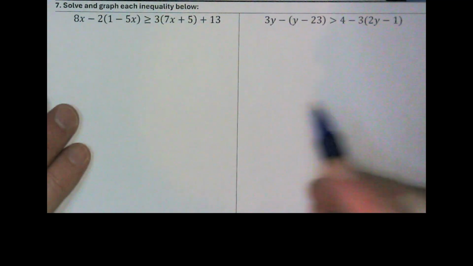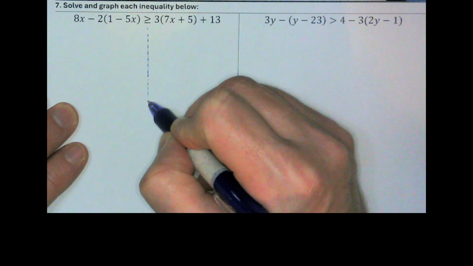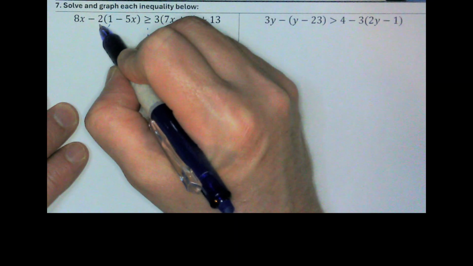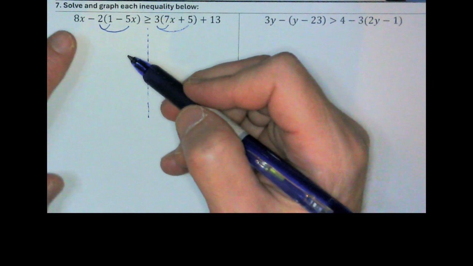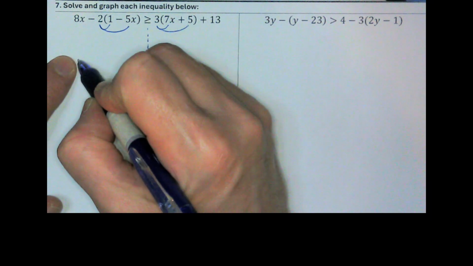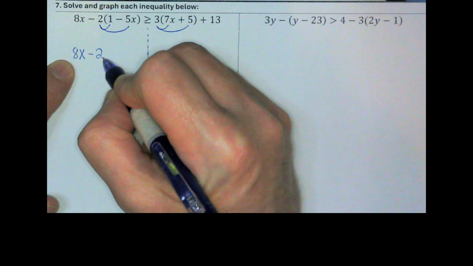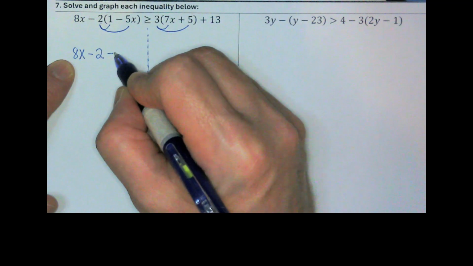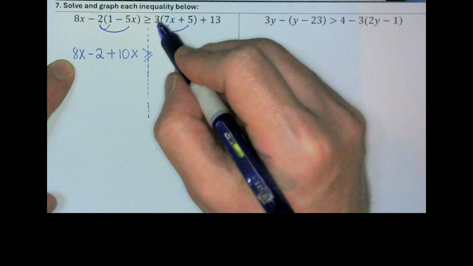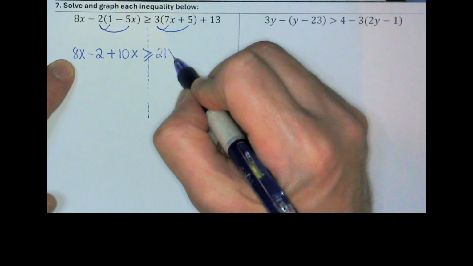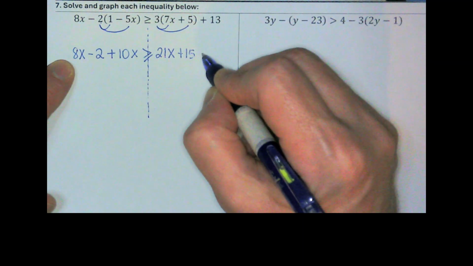So the first order of business is, let's eliminate parentheses. The number outside the parentheses is being multiplied by the numbers inside. This number, since it is not attached to a parenthesis, I'm just going to bring it down. Negative 2 times 1 is negative 2. Negative 2 times negative 5 is positive 10x. Greater than or equal to 3 times 7 is 21x. 3 times 5 is 15. And bring down the 13.